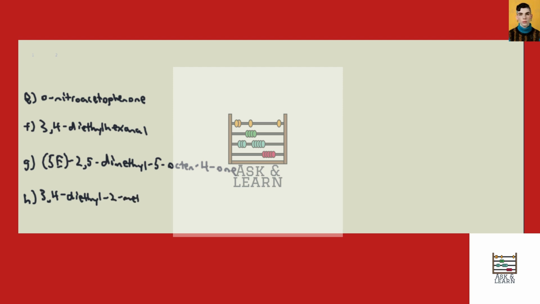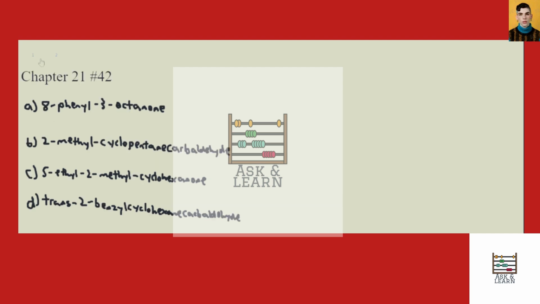So then putting all of that together, what we get is 3,4-diethyl, 2-methyl, 3-hexenal, hex-en for the double bond, so en, not an, and al for the aldehyde. And that's the answer to part H. And overall, that's the answer to Chapter 21, problem number 42.